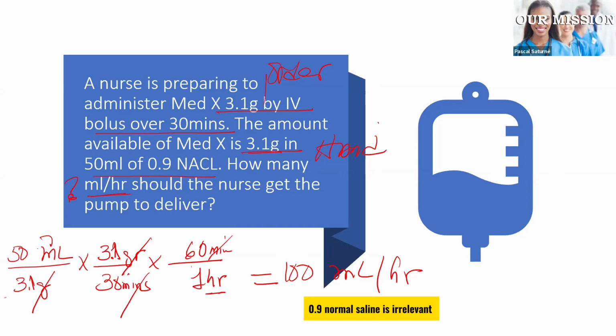0.9% normal saline is irrelevant. It's just a type of solution, but has nothing to do with the calculation.